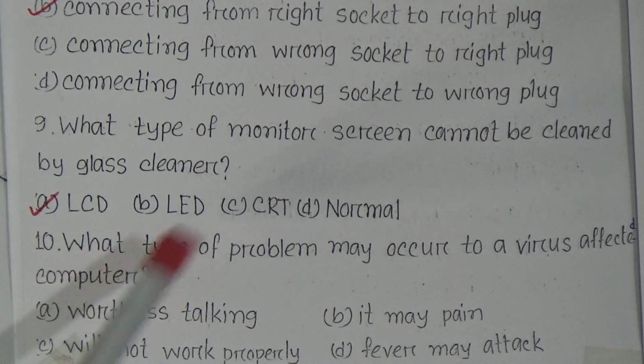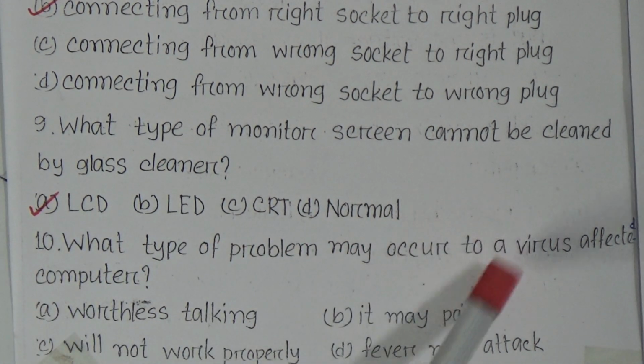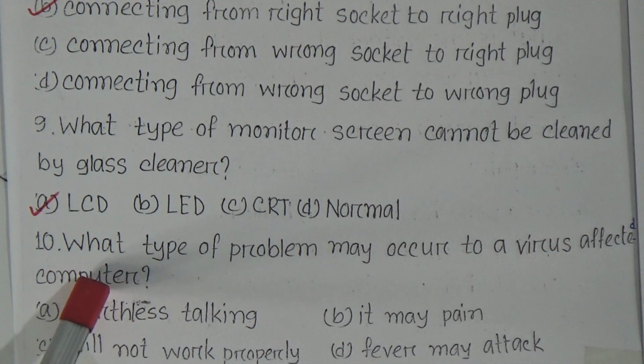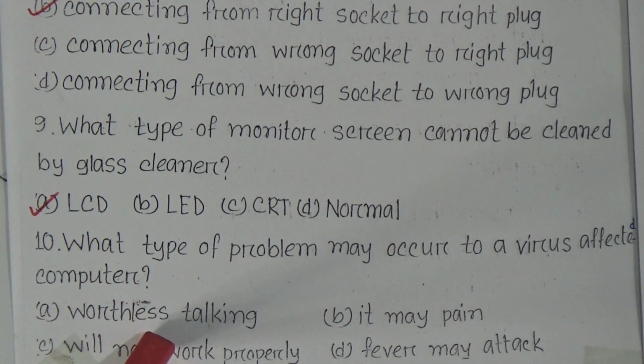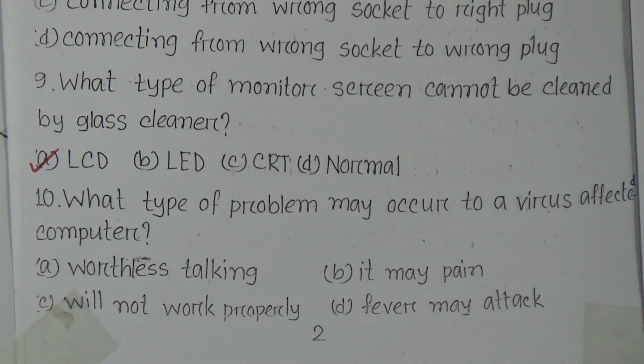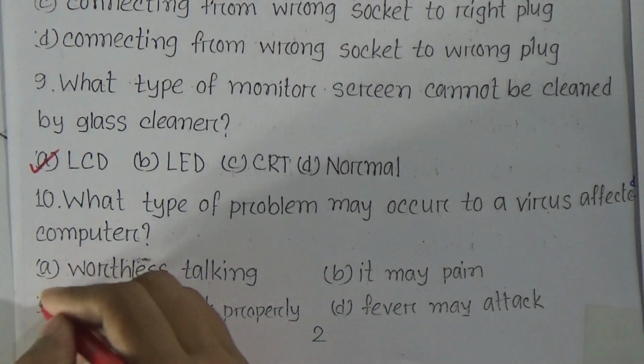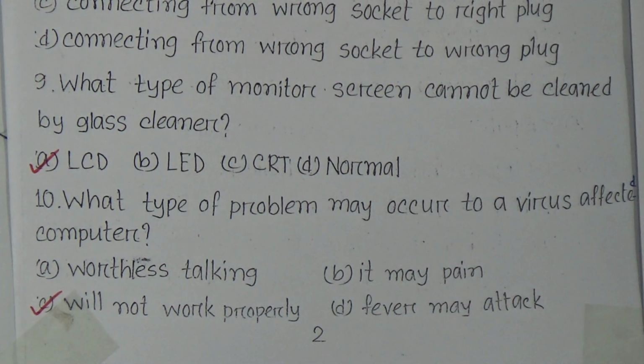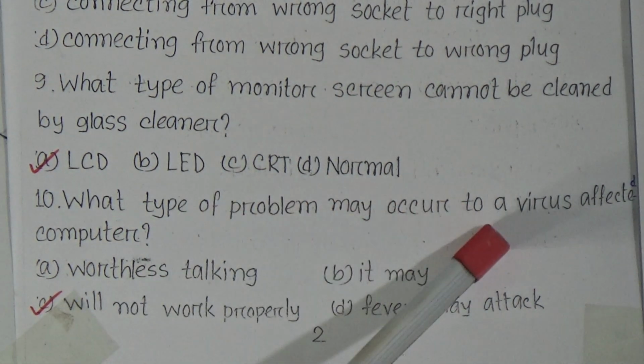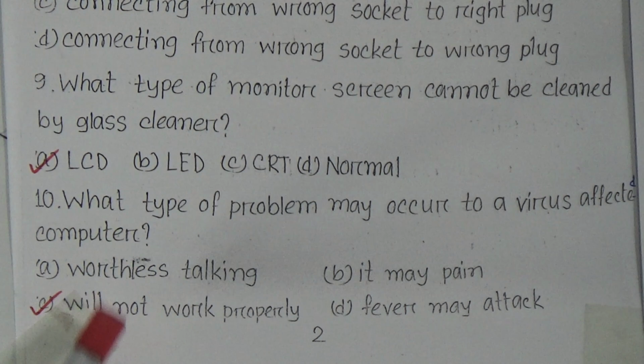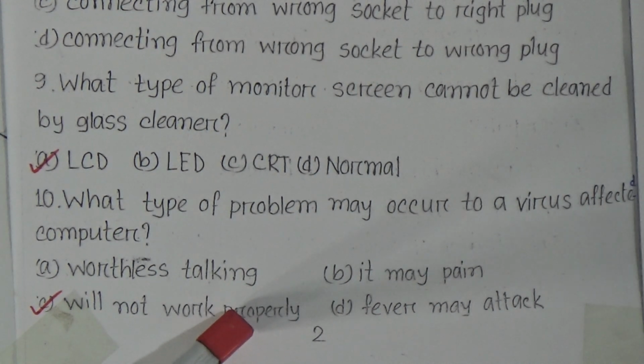Number 10, what type of problem may occur to a virus affected computer? Our options are wordless talking, it may pain, will not work properly, fever may attack. So here you can guess, it's very easy because it will be option C, will not work properly.